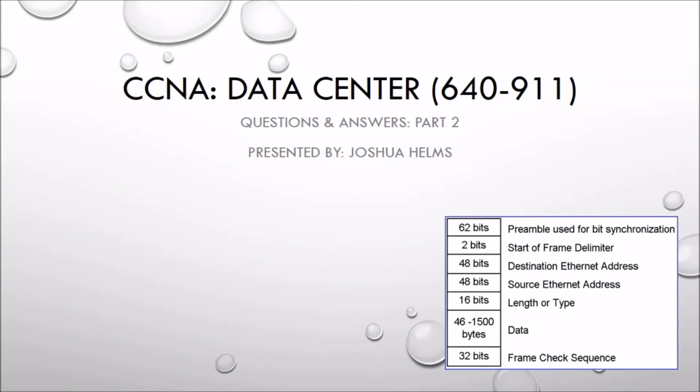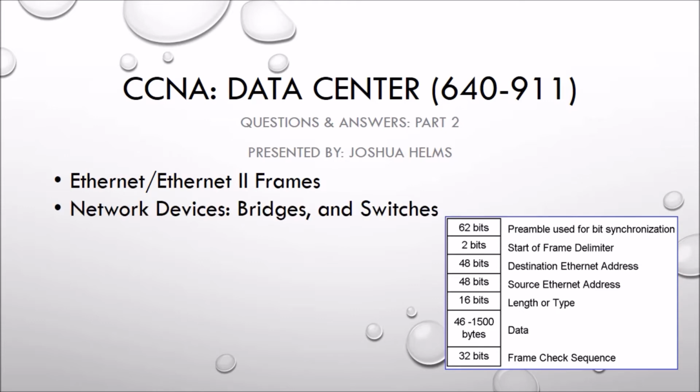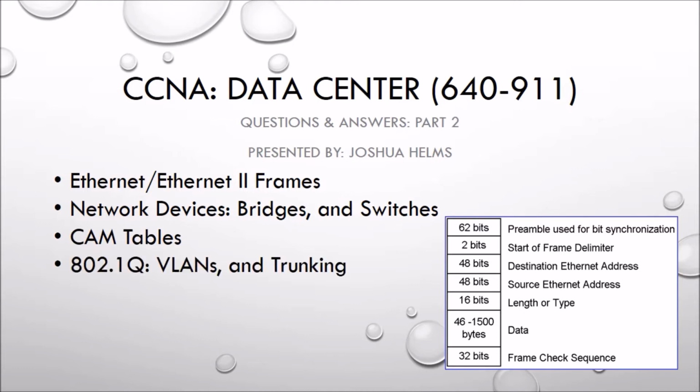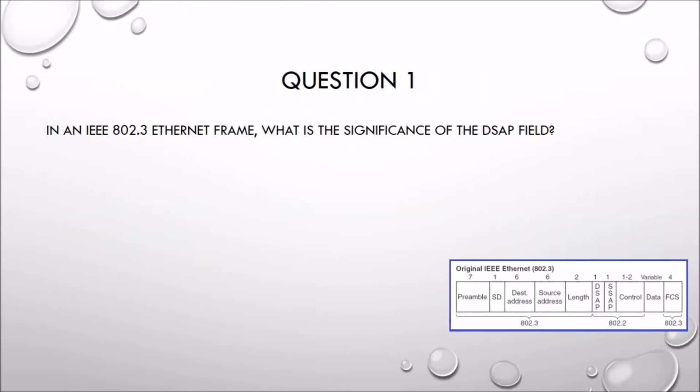In this video we're going to go over some questions that pertain to the CCNA Data Center 640-911 certification exam. Some of the specific topics covered by these questions include Ethernet and Ethernet 2 frames, network devices including bridges and switches, CAM tables or MAC address tables, 802.1Q VLANs and trunks, and some of the different VTP modes. So let's jump right in with question 1.